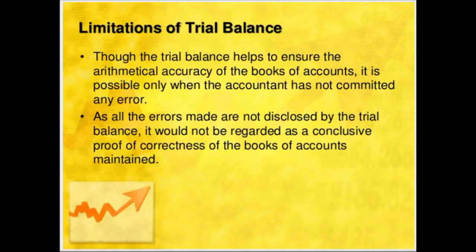Let us see the limitations of trial balance. Though the trial balance helps to ensure the arithmetical accuracy of the books of accounts, it is possible only when the accountant has not committed any error. So the accountant is a human being, so it may happen that a mistake may occur on the part of the accountant. In that case we can't detect that.